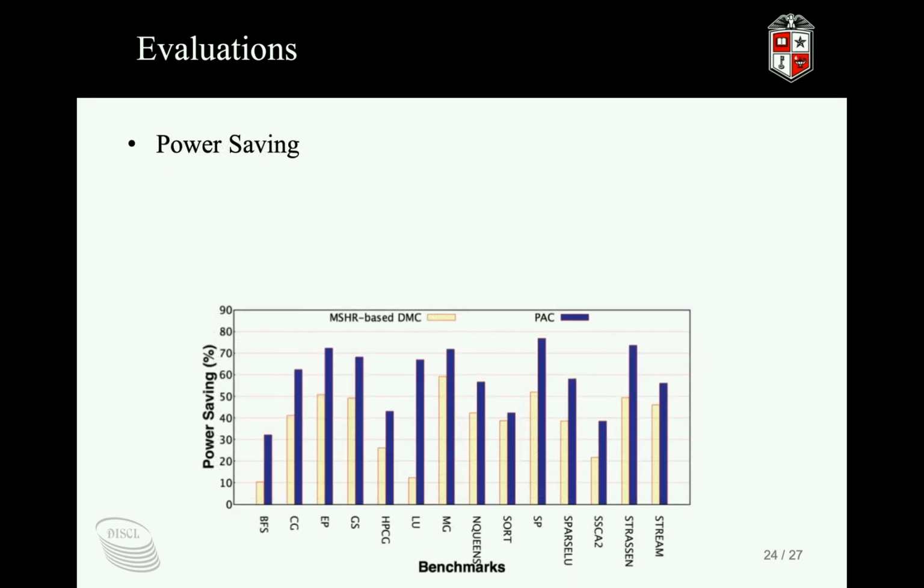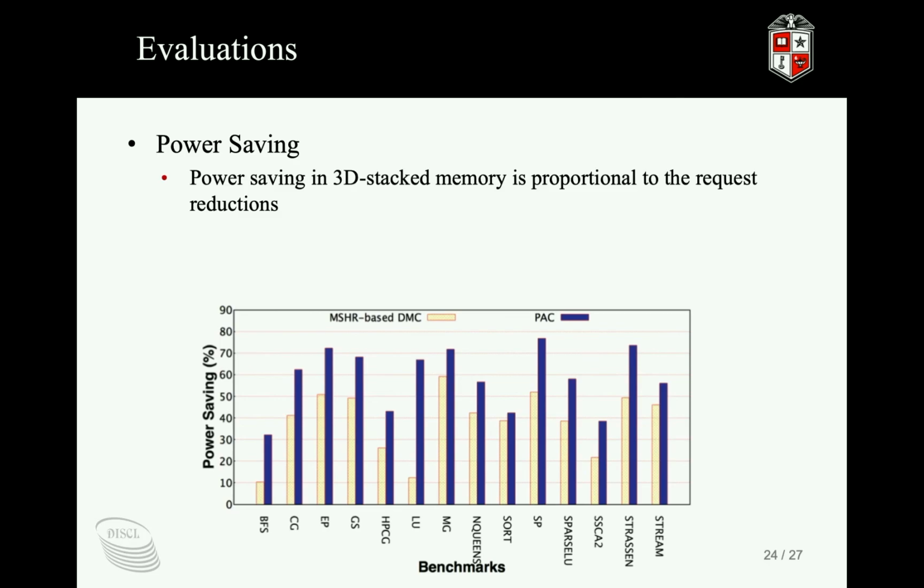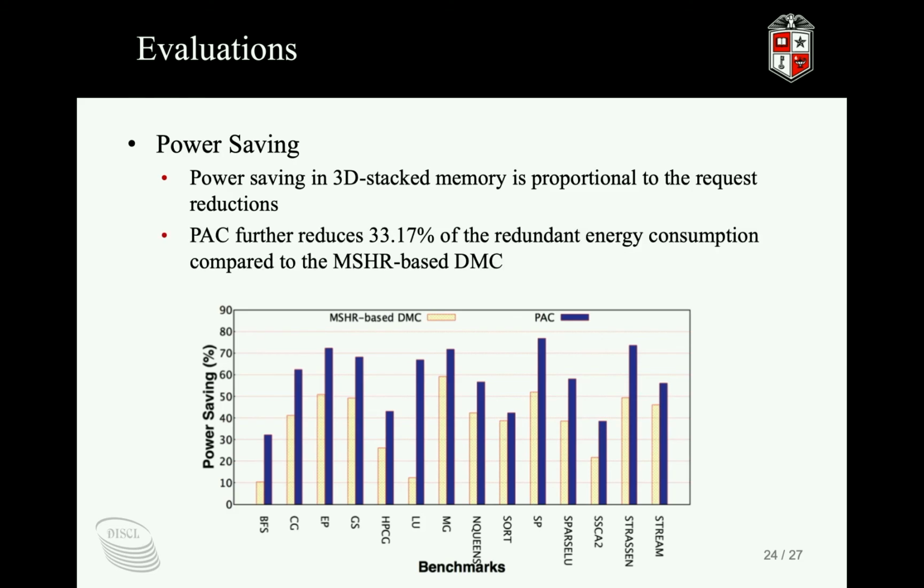Then we also tested the case of power saving. The power saving overall is proportional to the request reductions in the 3D-stacked memory, benefiting from the power saving on the request queue and the response queue, and also the high-speed link usage. And the PAC further reduces almost 33% of the redundant energy consumption compared to the MSHR-based DMC model.